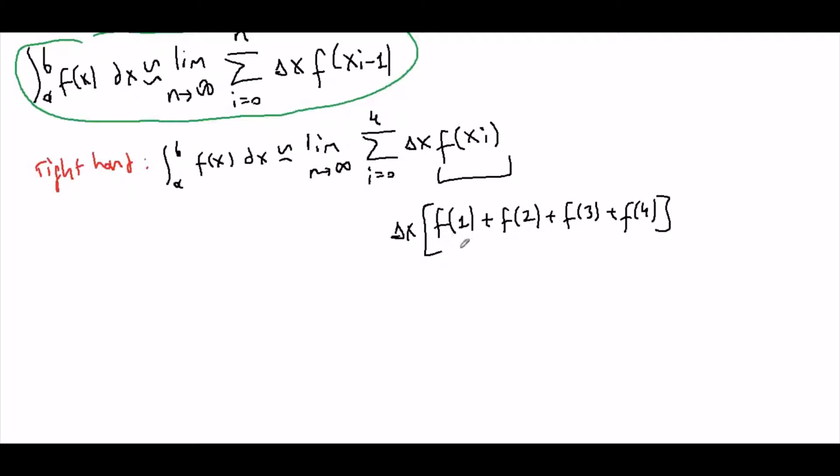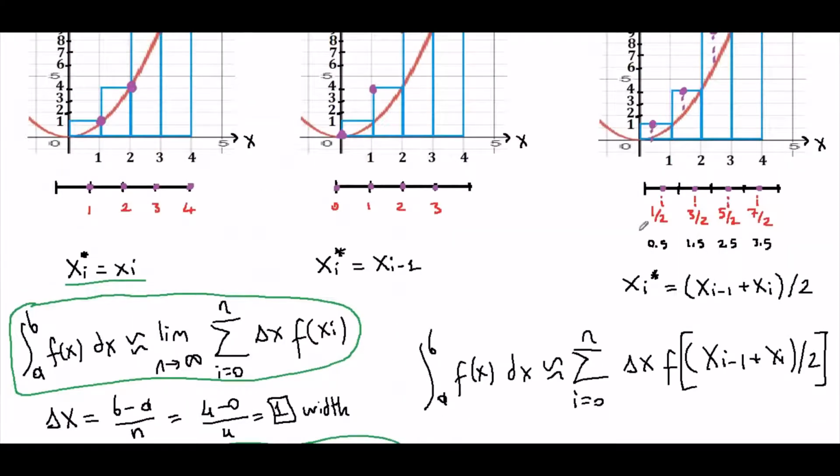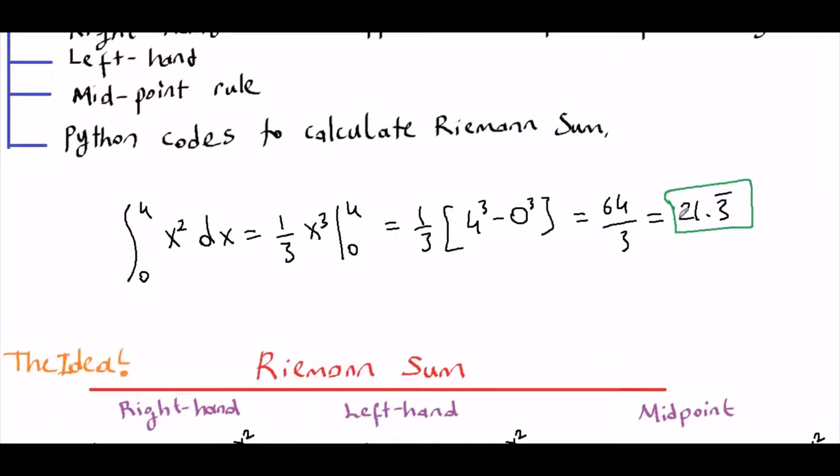So what is the value of f of 1? Our f of x is equal to x squared. So f of 1 is 1 squared, which is 1. F of 2 is 2 squared. F of 3 is 3 squared. And f of 4 is 4 squared. Our delta x is 1. So 1 plus 4 is 5, plus 9 is 14, plus 16 is 30. 30 times 1 is 30. So 30 is the answer if we use right hand. And this approximation is an overestimation, because we know that our exact value is 21.3.